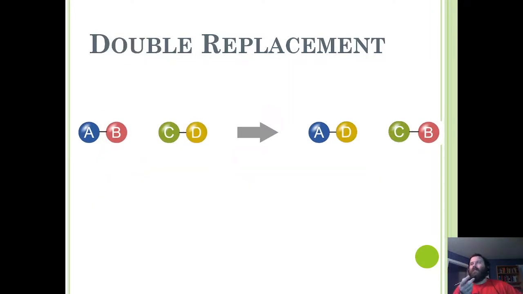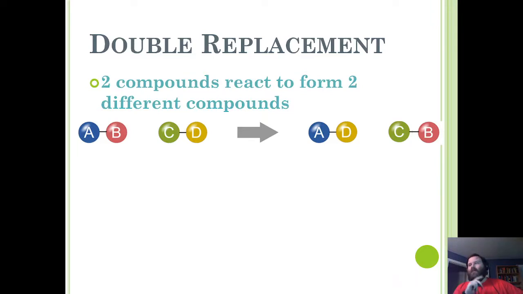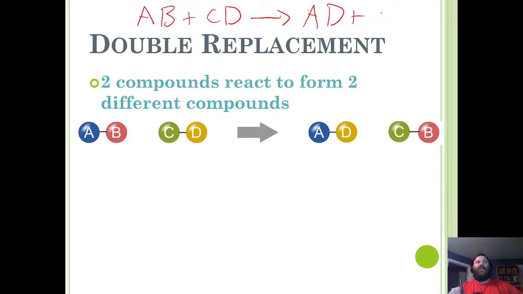All right, next up, double replacement. This is basically the same principle, except we've got two compounds swapping parts, basically. All right, so this is two compounds react to form two different compounds. So we have a form that is AB plus CD yields AD plus CB. Okay, so you can see that in this case, D and B got swapped and replaced one another. That's why it's called a double replacement.